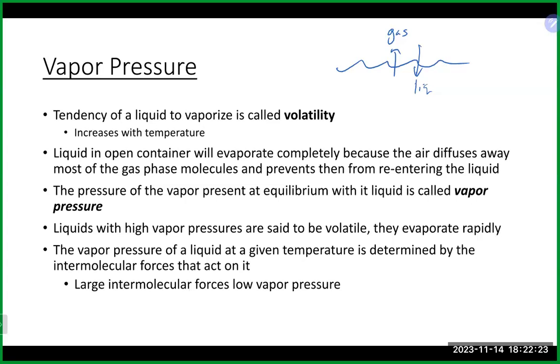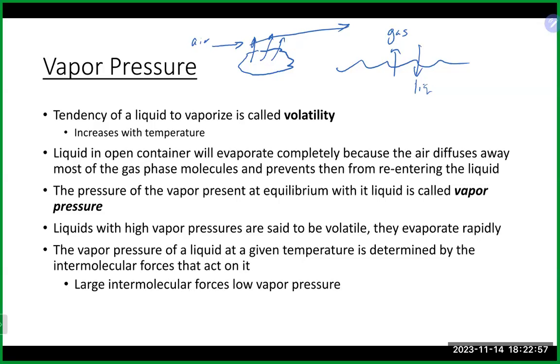A liquid in an open container will evaporate completely, because air will basically diffuse it. It's also why when we spill something, say on the countertop, a small little spill, eventually it will evaporate, because we do have that rate of evaporation occurring. But in this situation, you have air that's going to blow those molecules away and not allow them to come back into the liquid phase. And eventually it will completely evaporate.